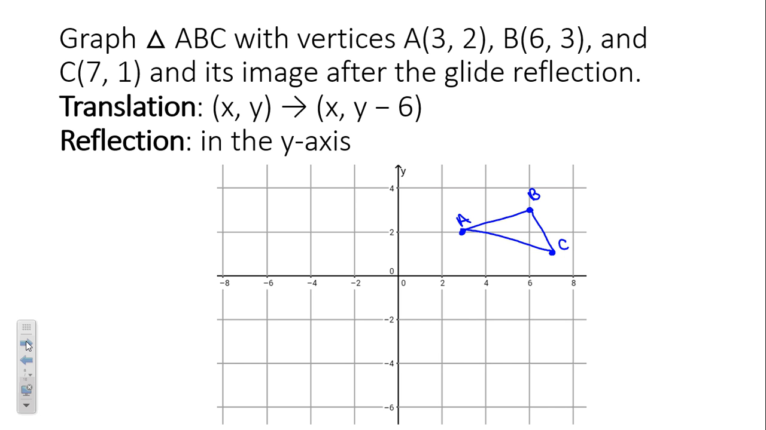Here's our rule. Our rule says that (x, y) is moving to (x, y minus 6). So what's happening to x? Nothing, it's not changing. The x is staying the same. But what's happening to y? Subtract 6 for every y, or move it down 6. So we're moving every point down 6, and then labeling them A prime, B prime, C prime. Moving it down 6. And remember, these lines are by 2s, so count by 2s.